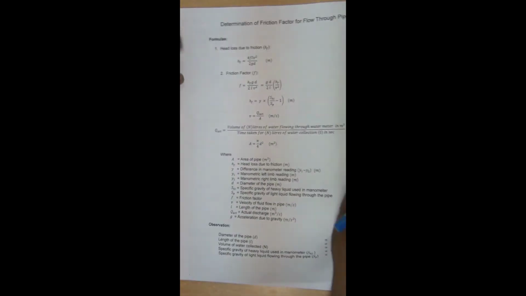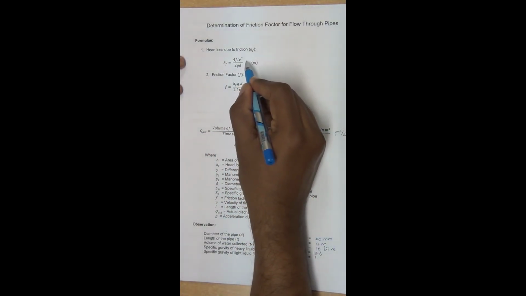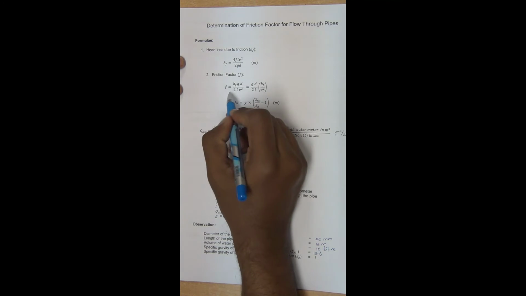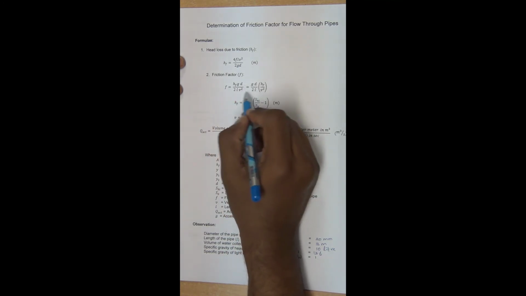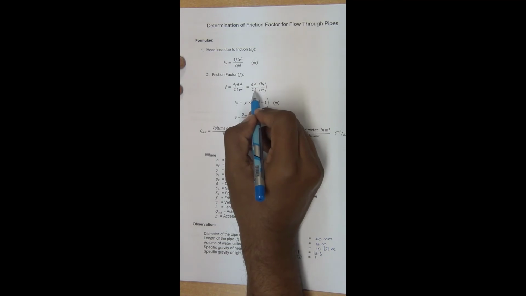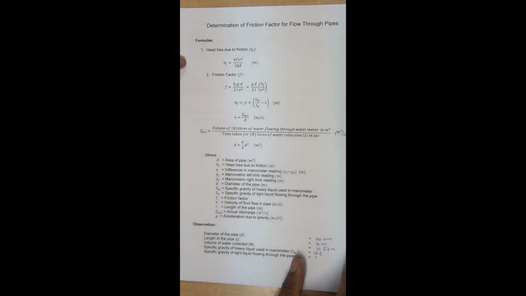So what we have to find is the friction factor. For finding the friction factor we have the formula HF equal to 4FL V square by 2GD. So we can rearrange it. F is equal to HF GD by 2L V square. By rearranging this we get GD by 2L into HF by V square. GD by 2L is constant. We need to calculate only HF and V square to find out the friction factor.